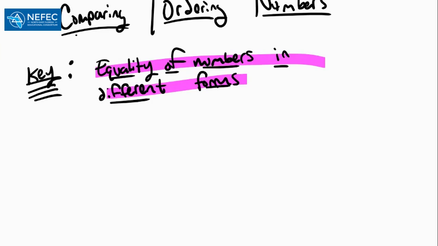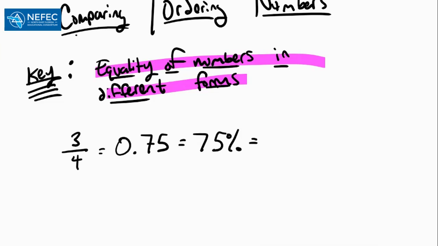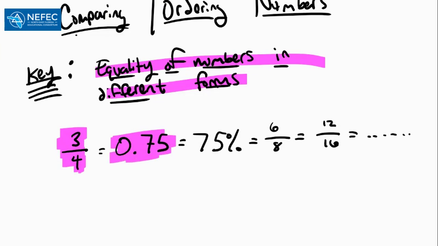We've already talked about that a little bit. Take the 3/4, for example. 3/4 is also 0.75. It's also 75%. It is also 6/8. It could also be 12/16. And this list could go on and on and on. There are lots of different ways to represent a value that is equivalent to all of these other values.